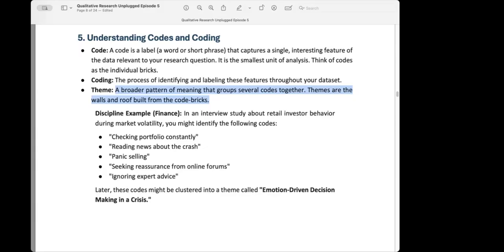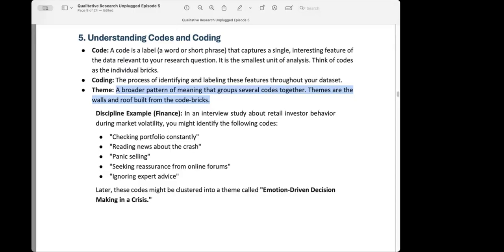Yeah. Exactly. But then this is where the magic happens, right? Later, these distinct granular codes, checking portfolio constantly, panic selling, seeking reassurance from online forums, ignoring expert advice, could all be clustered together. They all seem to point to a similar underlying process.